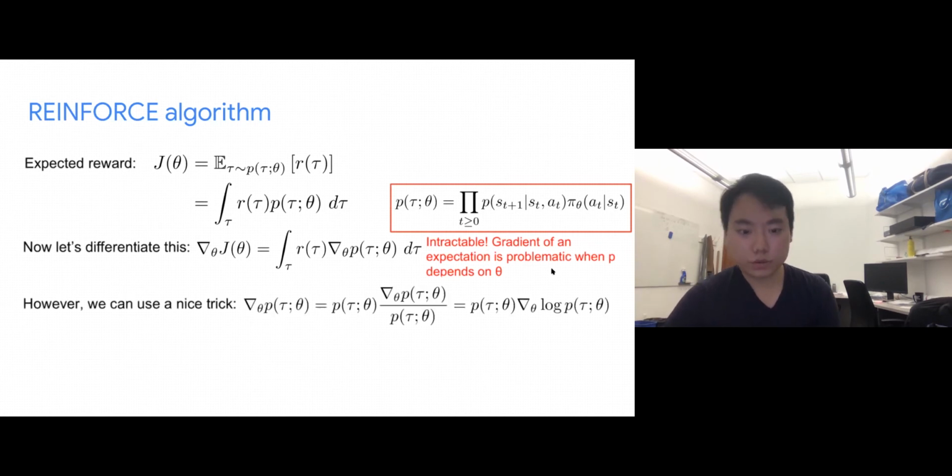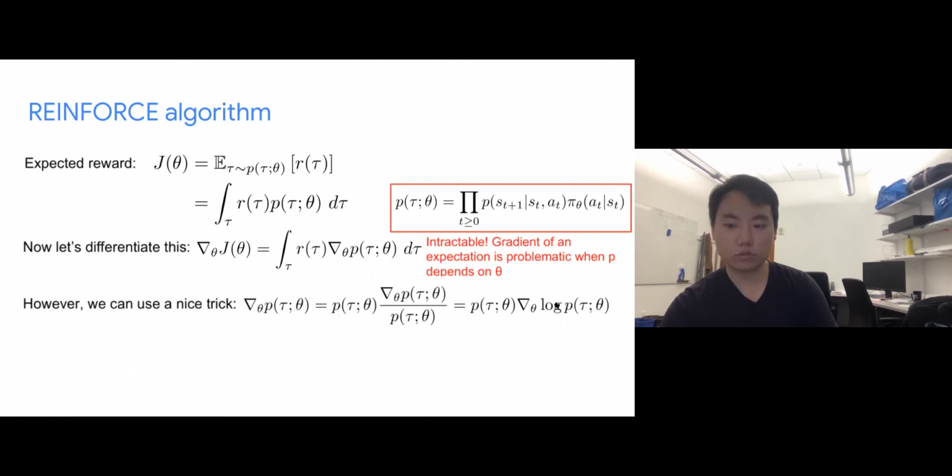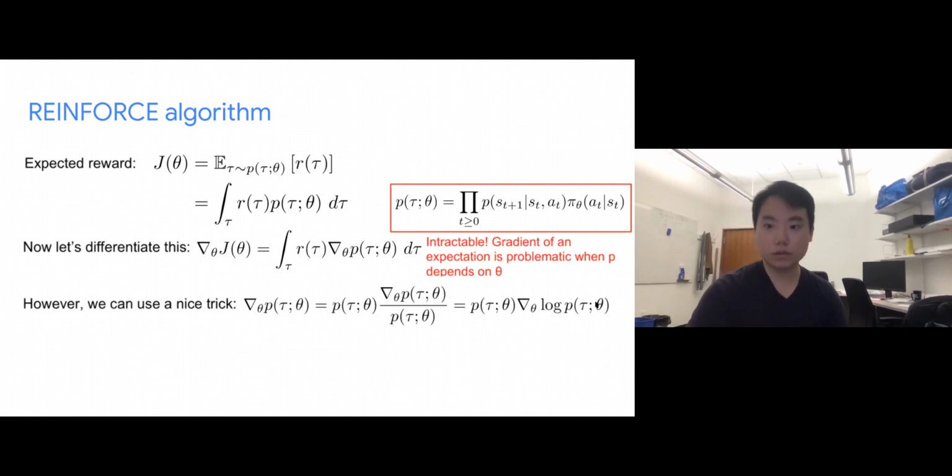But there are some tricks we can do. One trick is that we're going to rewrite the gradient of your probability of trajectories with respect to theta. I'm going to multiply both the numerator and denominator by the probability of your trajectories, right? So these two cancel to be 1. So this doesn't really change anything. And then we also know that the gradient of a term divided by the term itself is equal to the gradient of the log of the term, right? This is just by calculus. So in other words, we've converted the gradient of your probability of trajectories into the probability of the trajectory multiplied by the gradient with respect to the log of your probability of your trajectories.